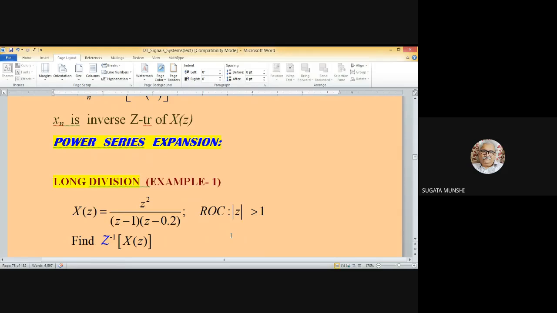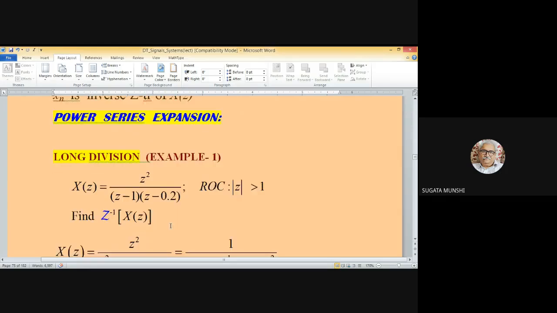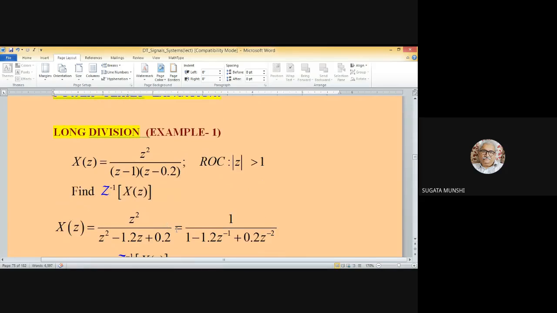So how will you find out? By long division method. What I mean here is that the rational function, you can express it as a ratio of polynomials in z to the power minus 1, and then it's better to first express it as a ratio of polynomials in z to the power minus 1, and then carry out the division. Let me first point out. See, this is the expression that I have obtained. Now perform the division.